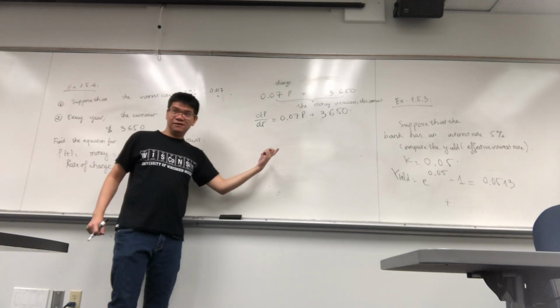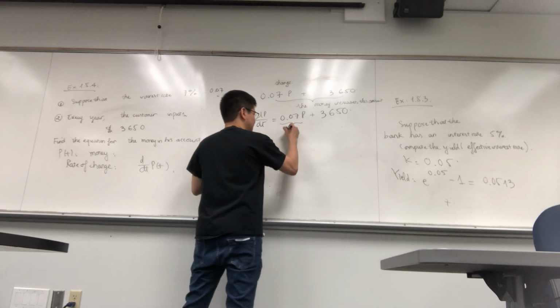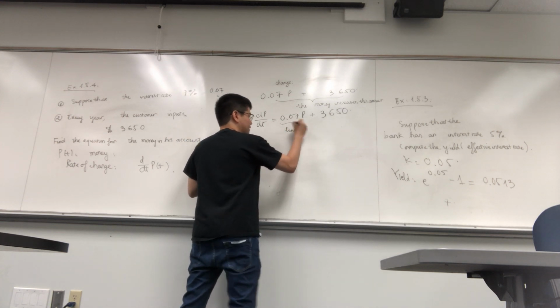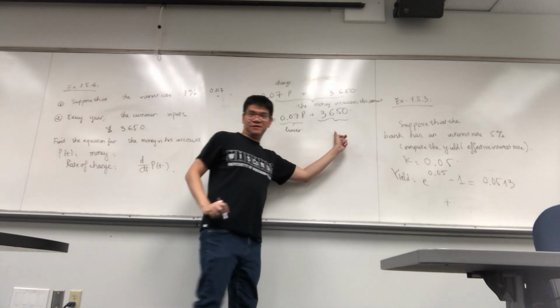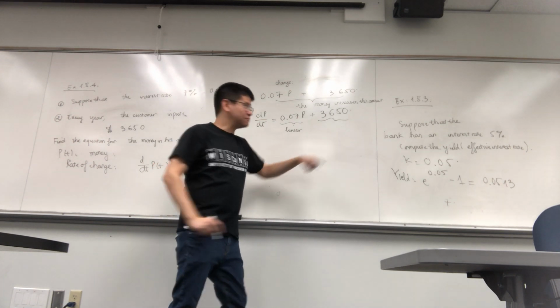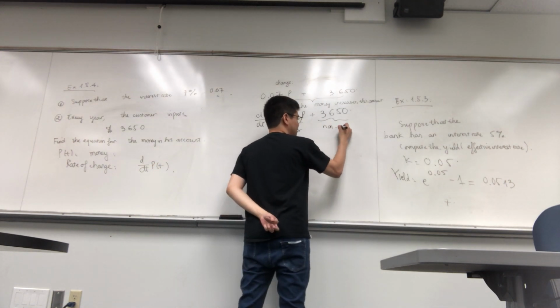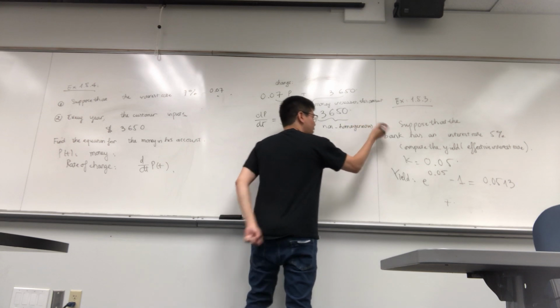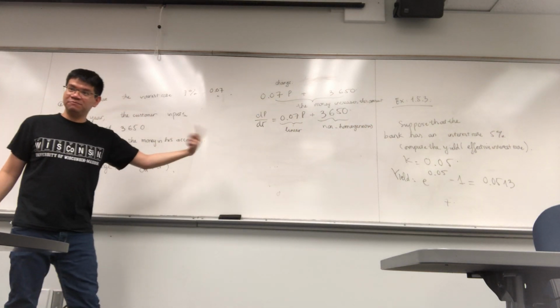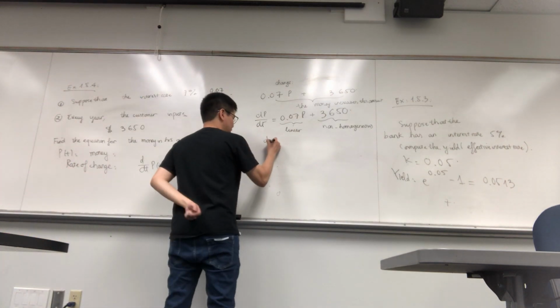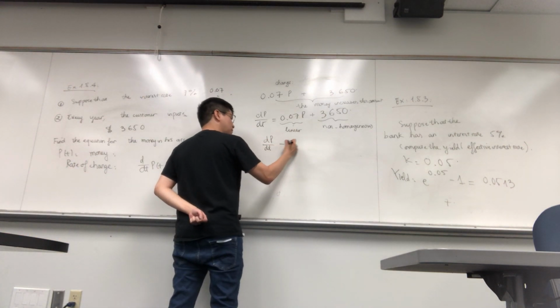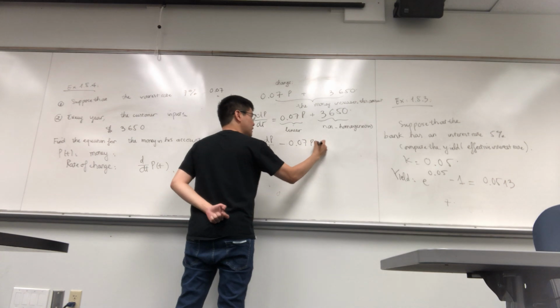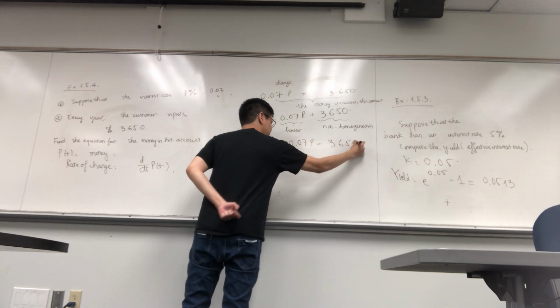So this is linear. This is non-homogeneous because you have something which is non-zero, right? To write it under the other form, you're going to have what? You have dP/dt minus 0.07P is 3,650.